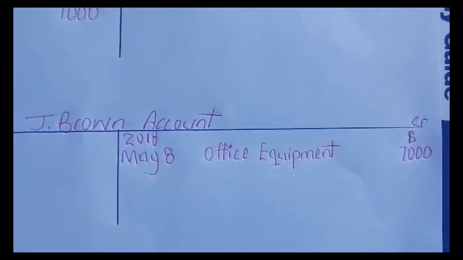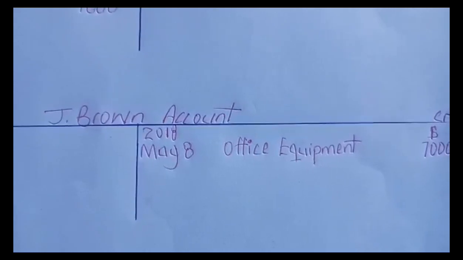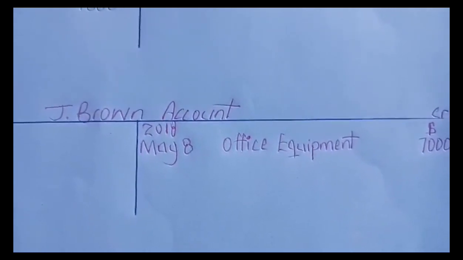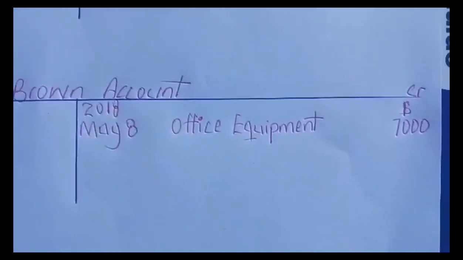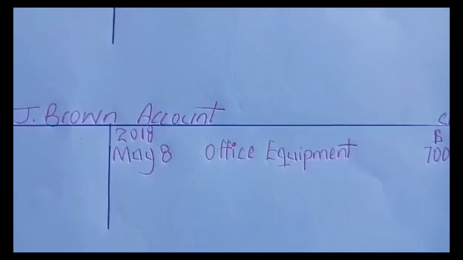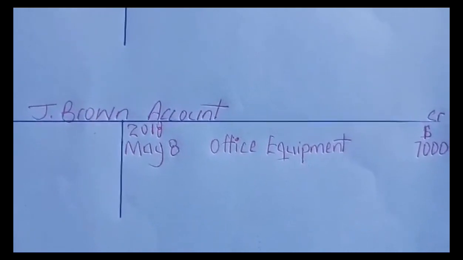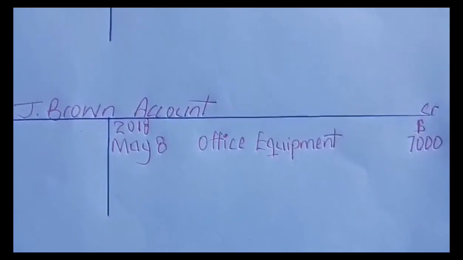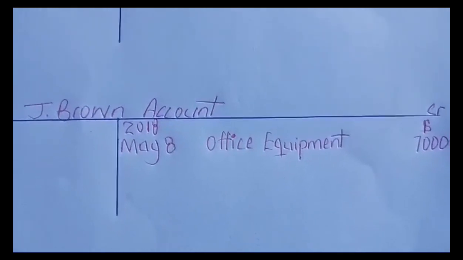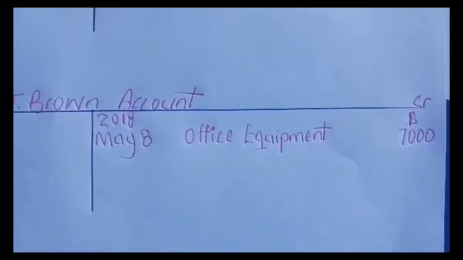Here we have it. The transaction is now correctly recorded in J. Brown account. So J. Brown again, it's a liability to the business because the business owes J. Brown for office equipment that was taken on May 8th, amounting to $7,000. So the business owes J. Brown for this office equipment. So hence, we have to put it on the credit side of J. Brown account, because J. Brown is a liability account, and as liability increases, we are supposed to credit.